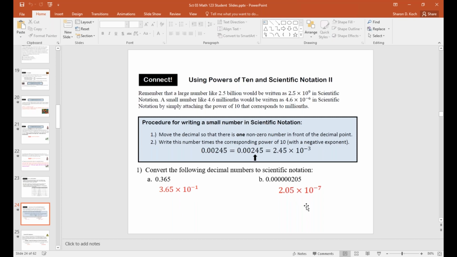Remember, step number 1, replace the decimal, so now you have a number between 1 and 10. Step number 2, multiply by a power of 10, and that's how many places to get back to the original number. Remember, it doesn't mean how many zeros, it's how many places I have to move.